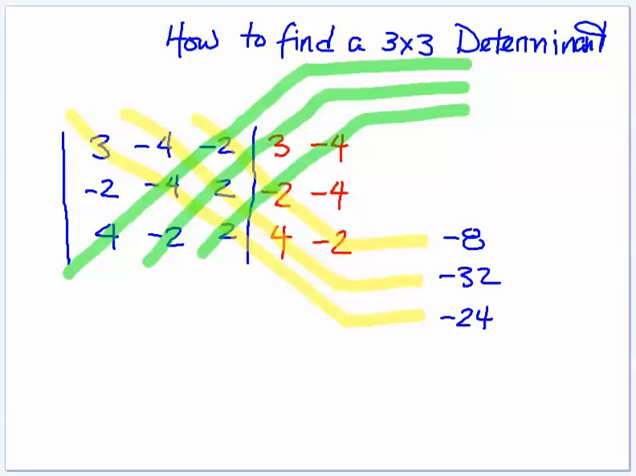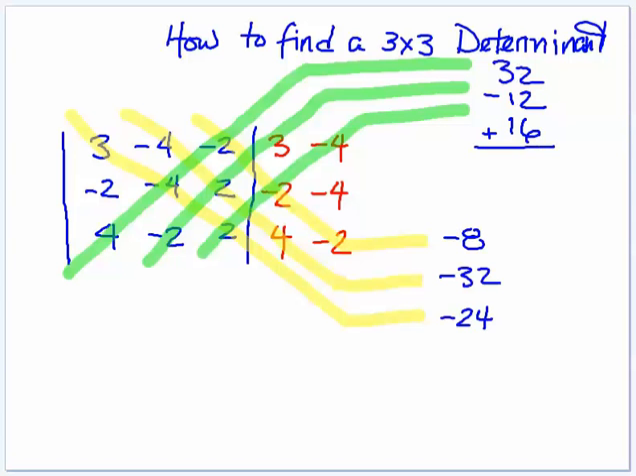Now going the other direction, 4 times negative 4 is negative 16. Times negative 2 is positive 32. Negative 2 times 2 is negative 4. Times 3 is negative 12. And finally here, 2 times negative 2 is negative 4. Times negative 4 is going to be positive 16.